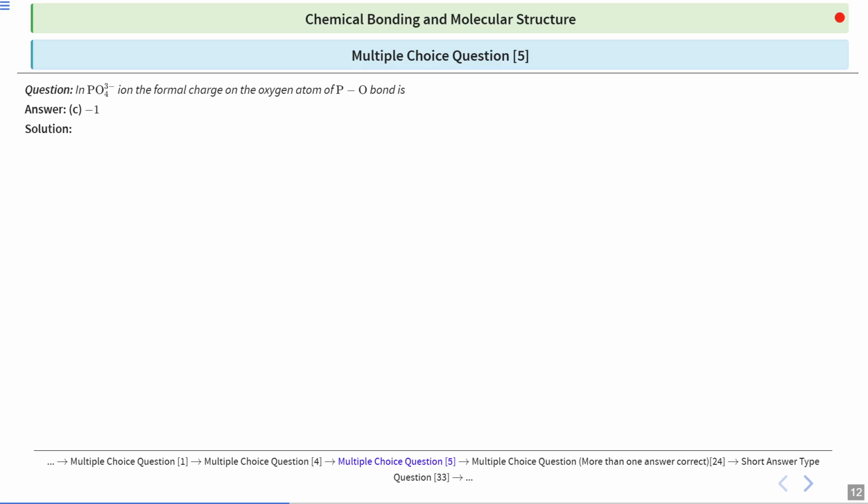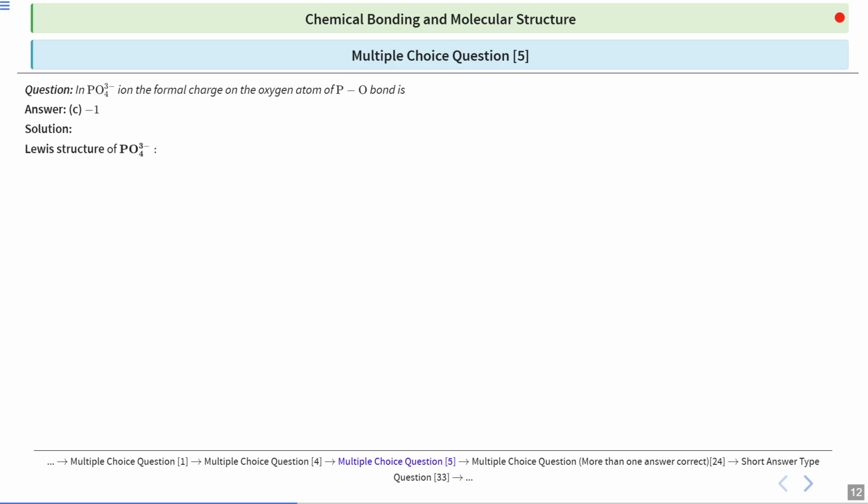Now remember this thing. There is no such thing as average formal charge. Yes, there can be a bond order which will be in fraction, but there can never be a case of average formal charge. So never calculate it. In this, you have to calculate it for a specific type of P-O bond, which is the single P-O bond. Now, how do we know? Why are we saying it is a single P-O bond?